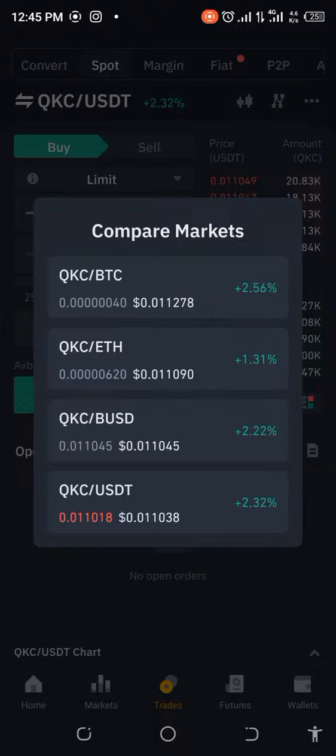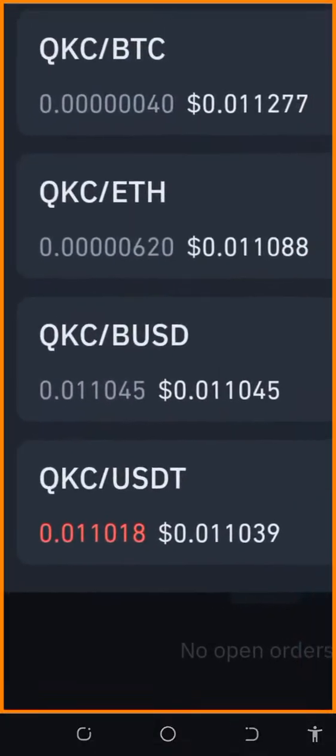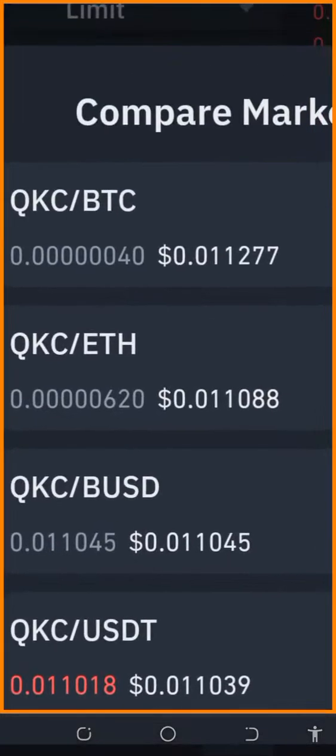Today, we're going to be having another episode of Triangular Arbitrage. Today we're going to be having QKC BTC, QKC USDT, and of course, we're going to see whether this is going to work. Now let's take a good look at what we have here. This is the compare market. USDT is 0110, BTC is 0112. So there's a difference.